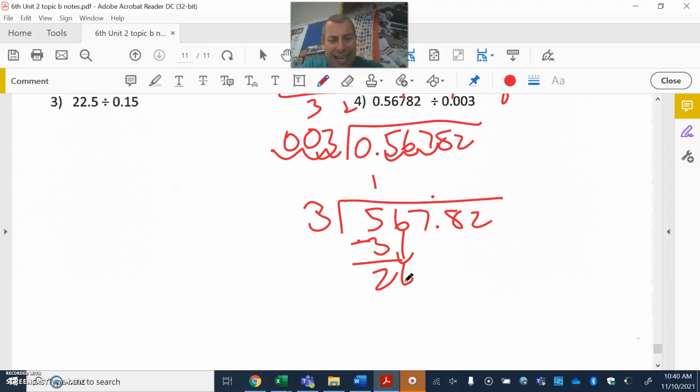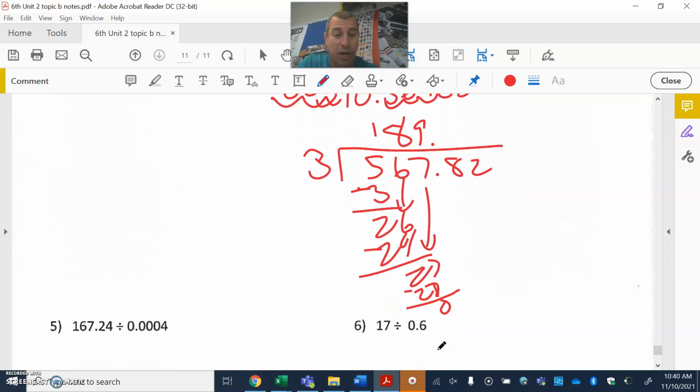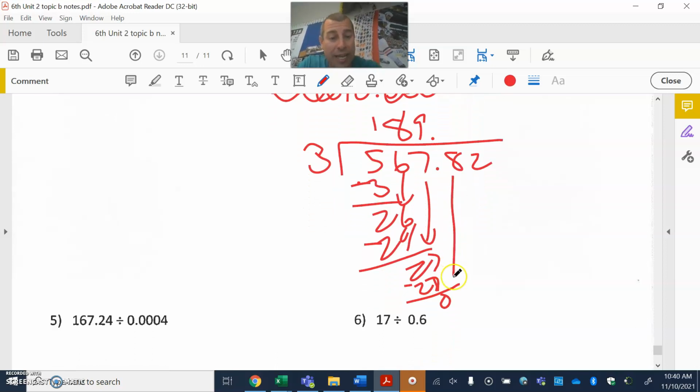I can take 9 groups. No, 9 times 3 is 27. 8 groups. 8 times 3 is 24, so we're going to subtract and bring down the next number. How many groups of 3 can we pull out of 27? Well, that's exactly 9. So 9 times 3 is 27. I get a 0, which is fine. Bring down the next number. Well, that makes the number 8.